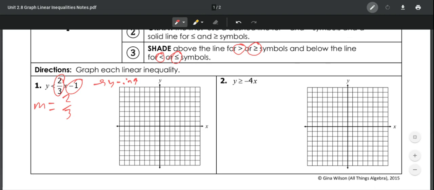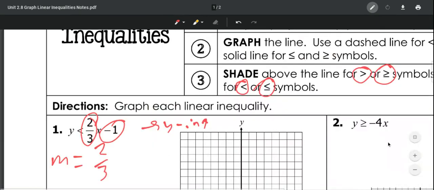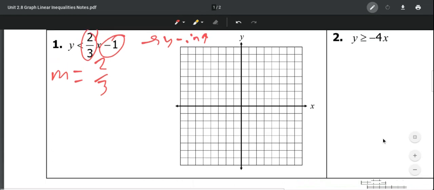So when I want to start my graph, let me see if I can zoom in on this a little bit. Okay, there we go. So when I'm graphing these two, I'm going to start at negative 1. So I'm going to go down here to negative 1. And then I'm going to go up 1, 2. Now I'm going to go over 1, 2, 3. That's where my point would be.